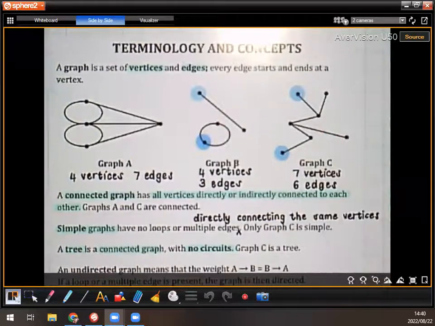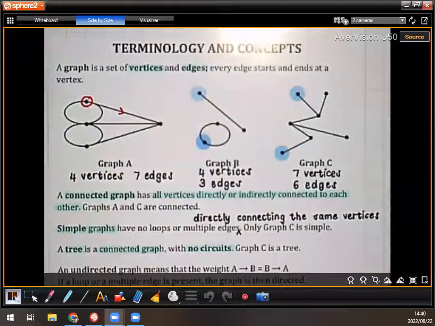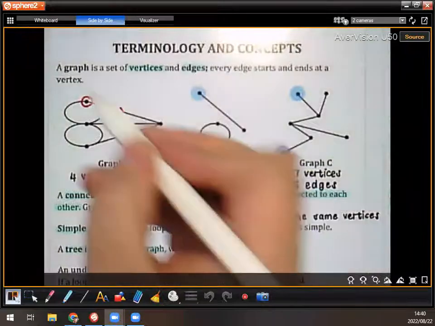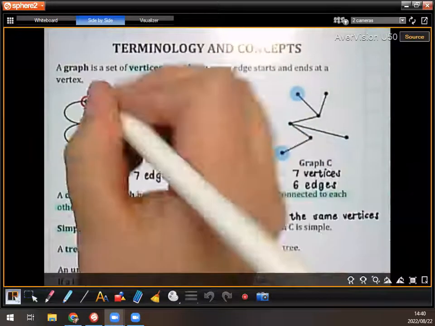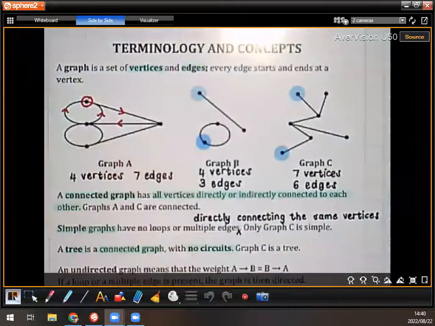What about the other one? What about this one here? Can I form a circuit if I go down here? Let's look at that one. Is there a way for me to get back to that vertex without using this edge again? I can do that and I can go up there. Or I can do that and I can go up there. Right? So there are circuits in this graph.